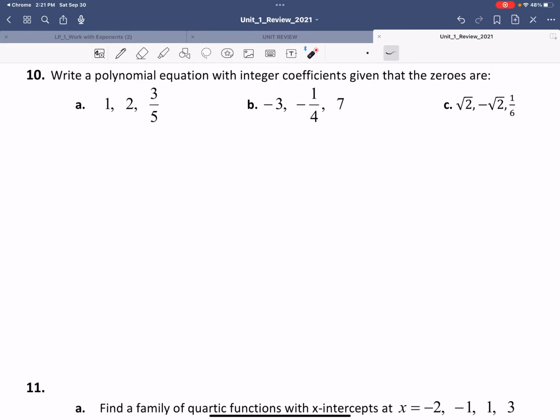Let's take a look at a couple of examples where we have to create equations of polynomial functions when we're given the zeros, or the x-intercepts, or the roots of it. So we'll start with example A, where we're given the roots x equals 1, x equals 2, and x equals 3 over 5. First, we would want to list all the roots.